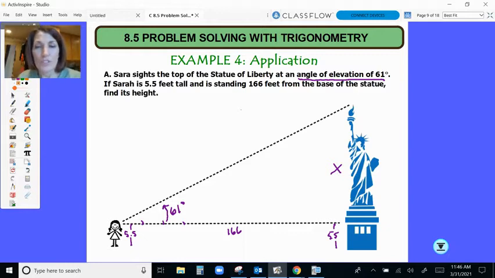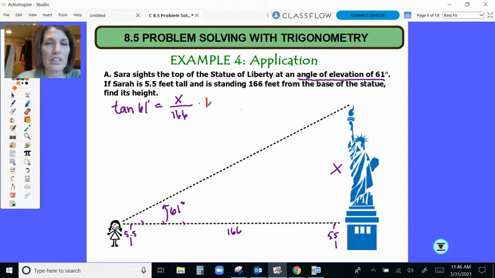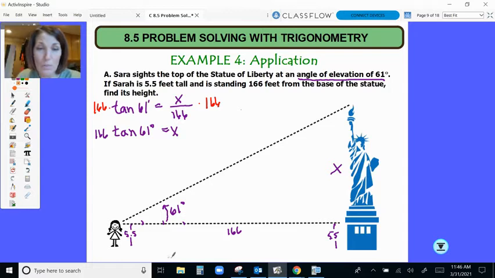First of all, this is a tangent ratio, because we have our angle, our opposite side and our adjacent side. So we're going to use the tangent ratio. Tangent of 61 is equal to x over 166. If I multiply 166 on both sides, then we can find our distance from the base. So 166 times the tangent of 61 degrees is going to equal x, and that's part of my height, actually.